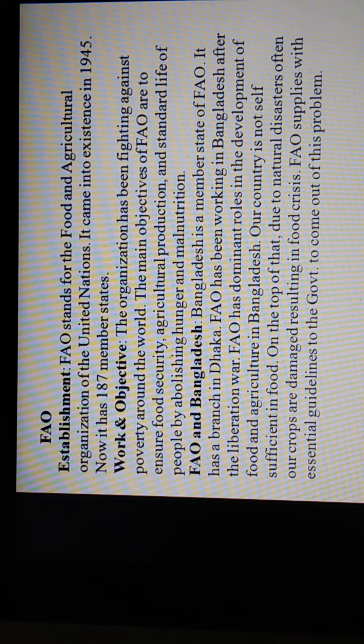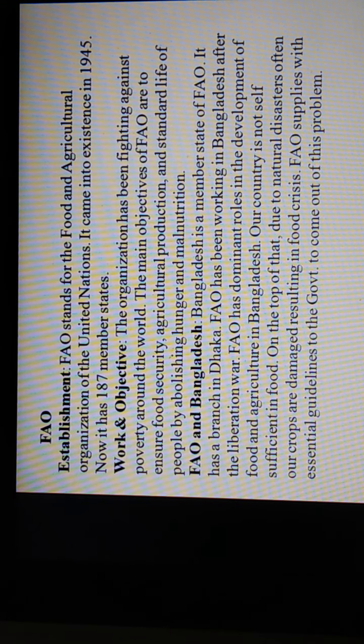Work and objective of FAO. The organization has been fighting against poverty around the world. The main objectives of FAO are to ensure food security, agricultural production, and standard life of people by abolishing hunger and malnutrition. That is, FAO is trying to boost up agricultural production. It is also working to abolish hunger and malnutrition. In this way, it wants to ensure food security and ensure bumper agriculture production around the world.